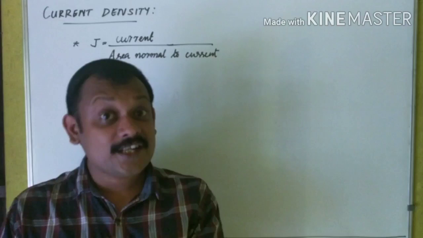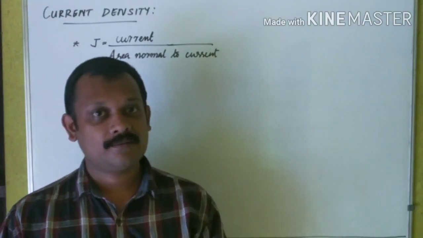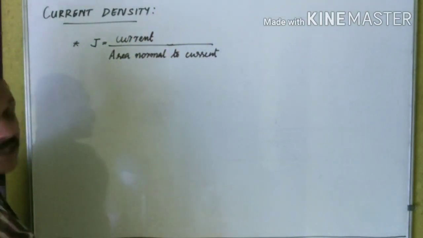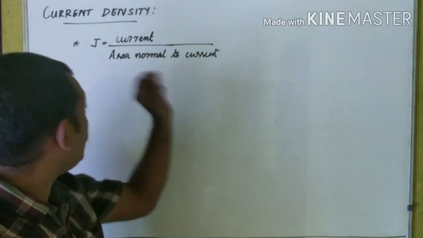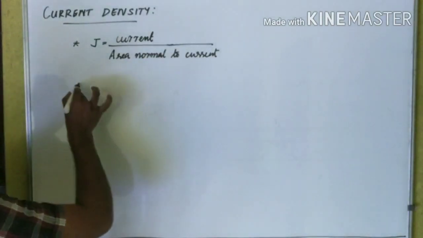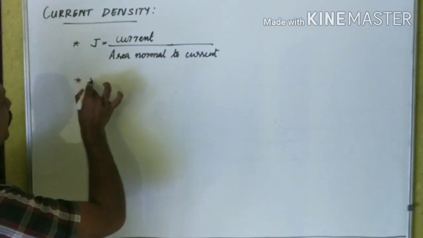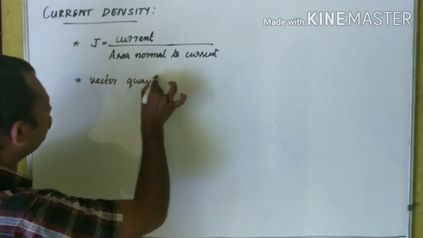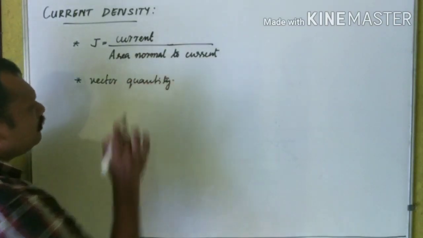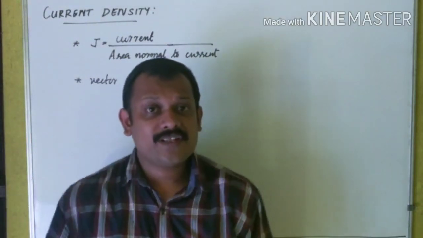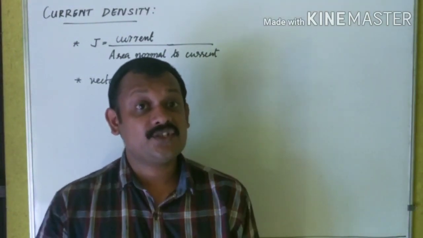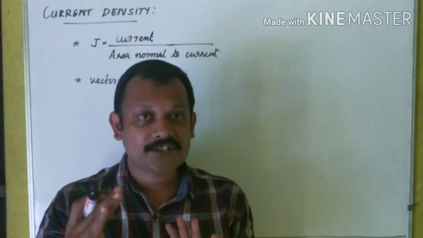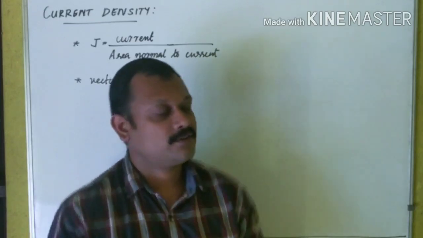This is the magnitude of electric current density: current per unit area normal to current. Let me tell you, current is a scalar quantity, but current density is a vector quantity. Then the question I am asking you is, in which direction is this current density? The direction of current density is the same as the direction of electric current.